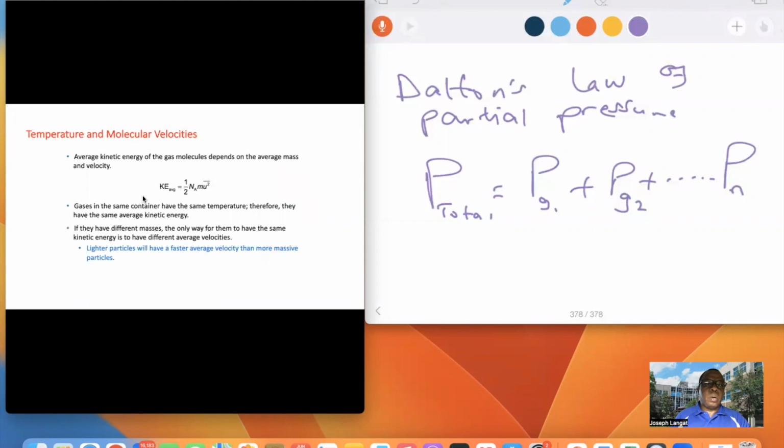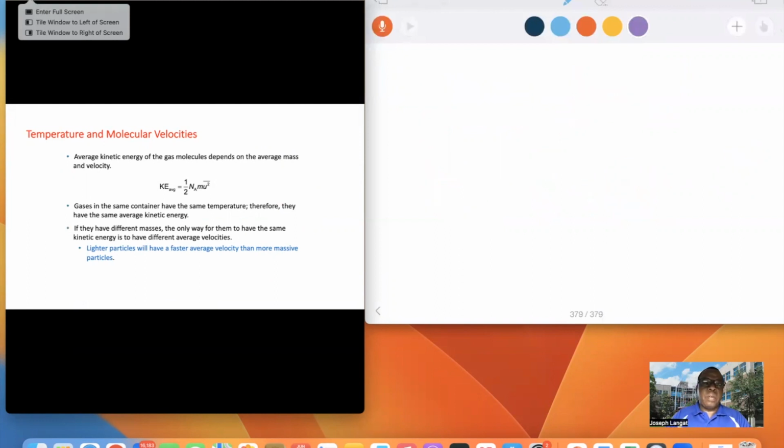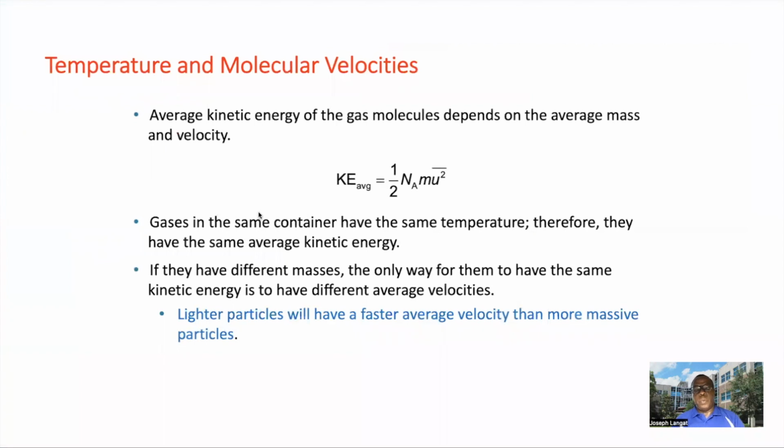So let's see the molecular velocities and why gases have the same average kinetic energy. You may have different types of gases, but we say the average kinetic energy is the same for all of them. If different gases have different masses, the only way for them to have the same kinetic energy is to have different average velocities. We call it root mean velocity.